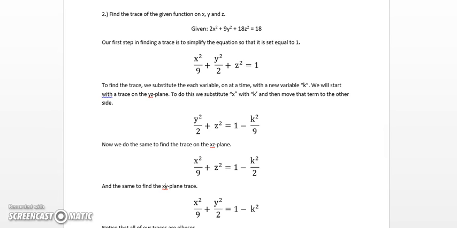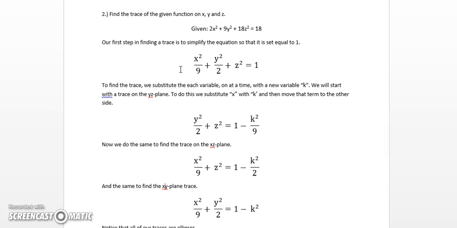Okay, so in this problem we have to find the trace for the given function in the x, y, and z directions. The function we're given is 2x squared plus 9y squared plus 18z squared equals 18. The first step in solving this problem is that we have to get it set equal to 1. To do that, we just divide the whole thing by 18. That gives us x squared over 9 plus y squared over 2 plus z squared equals 1.